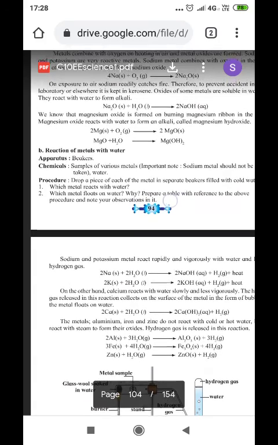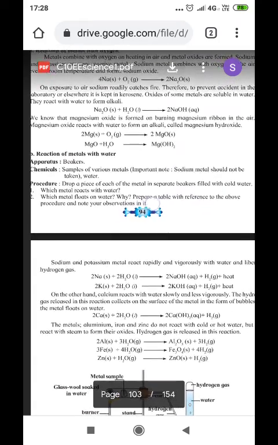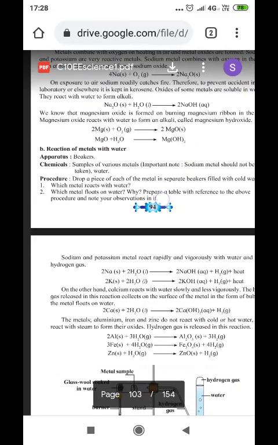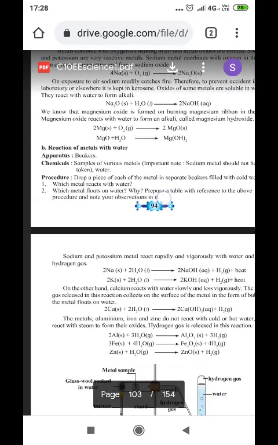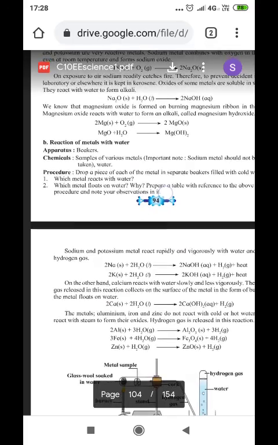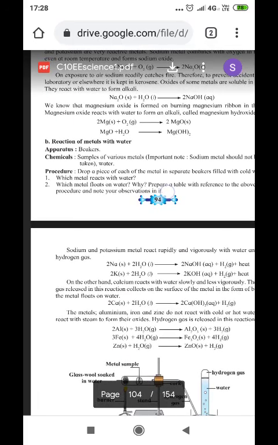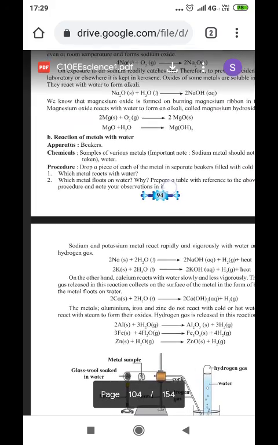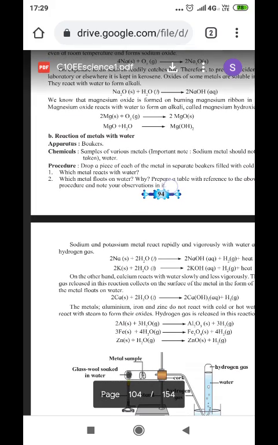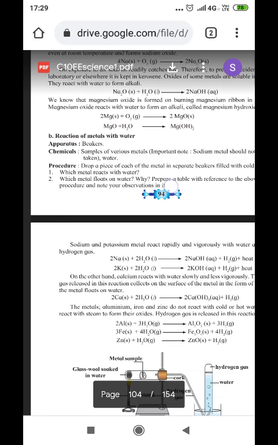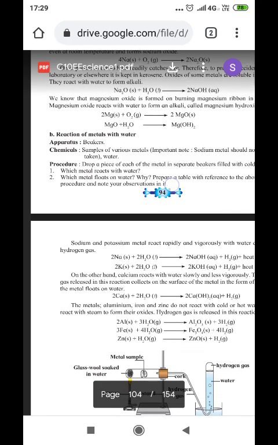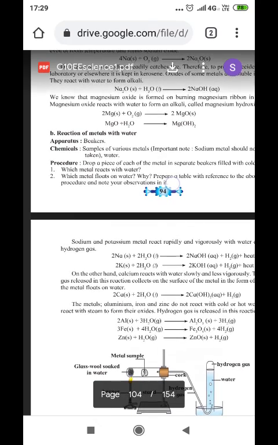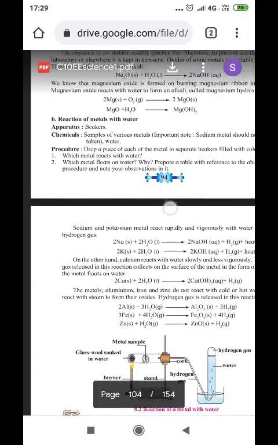Oxides of some metals are soluble in water. They react with water to form alkali. Now, an example has been given here. For example, magnesium reacts with oxygen to form magnesium oxide, and magnesium oxide reacts with water to form magnesium hydroxide, which is again an alkali. Now, reactions of metals with water.